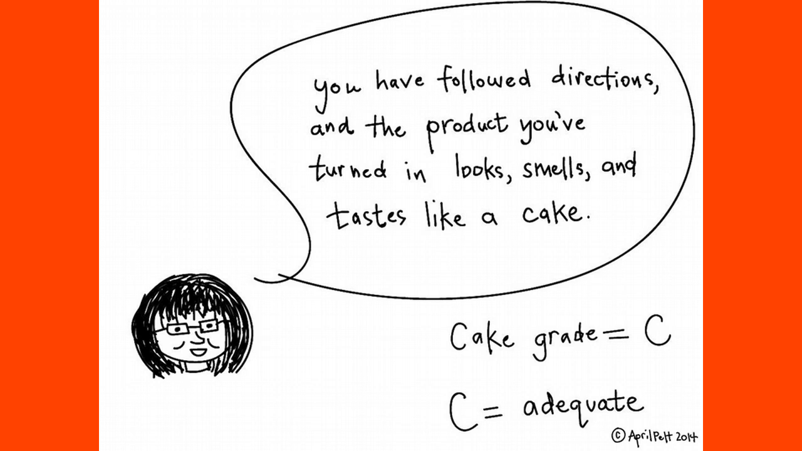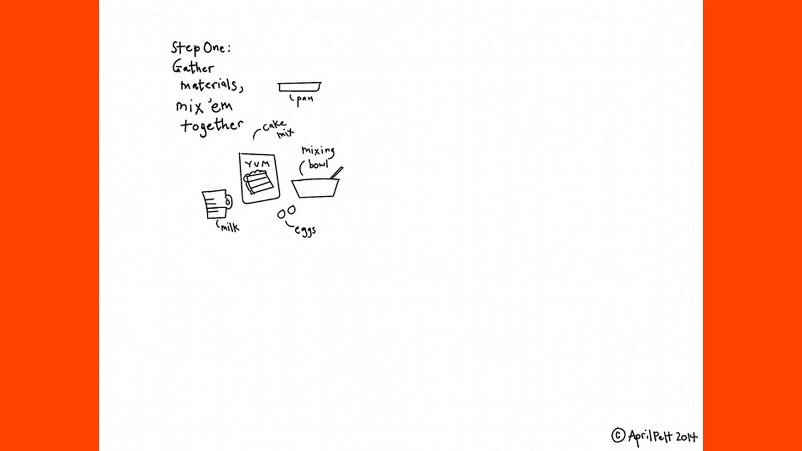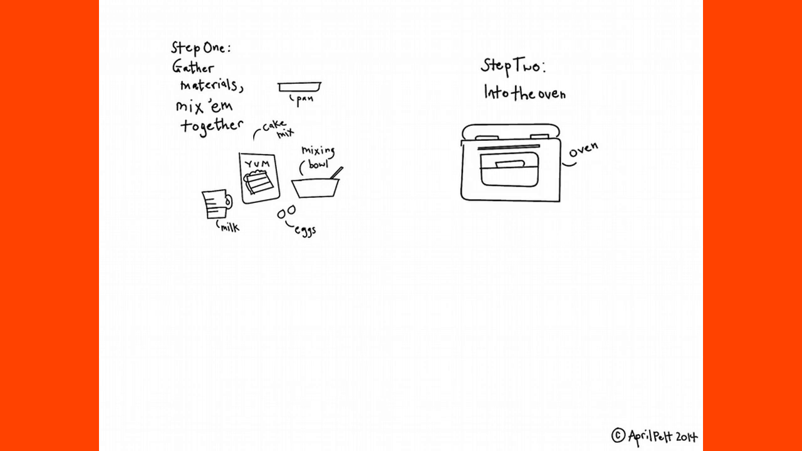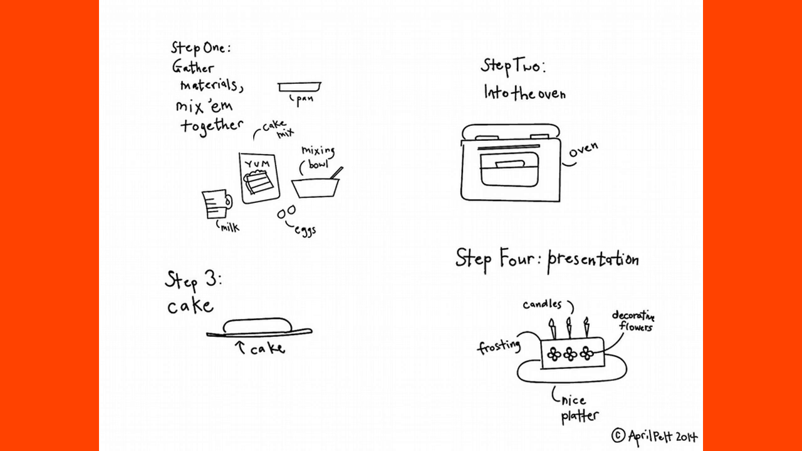Let's talk about the B cake. We start off the same way. We gather our materials, the same materials, milk, eggs, cake mix, mixing bowl, pan, and then we put them into the oven, again for the specified amount of time. Next, you take the cake out, you've got a cake. Instead of stopping at step 3, we move on to an additional step, and that is paying attention to presentation.